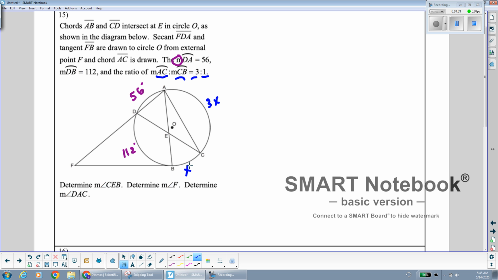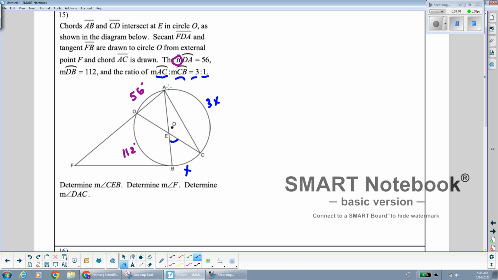First, I need to find the measurement of angle CEB. This vertical angle over here, it's an inside angle formed by intersecting chords. Vertical angles formed by intersecting chords, you can also think of them as angles inside the circle, are equal to half the sum of their intercepted arcs. So I'm looking for this angle. I know this arc, but I don't know this arc. So I'm going to have two unknowns there. So first, I want to find out what this arc measurement is, and then I can easily find this angle.